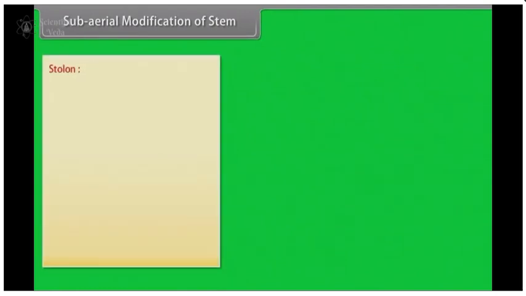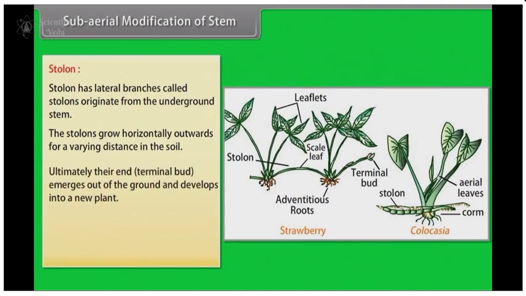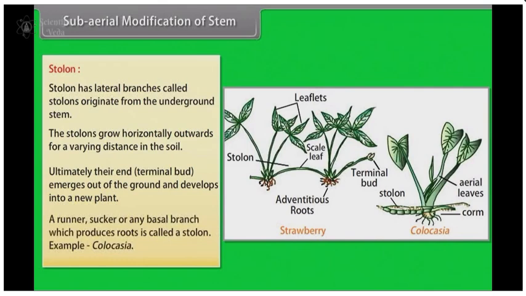Stolon. A stolon has lateral branches called stolons originating from the underground stem. The stolons grow horizontally outwards for a varying distance in the soil. Ultimately, their terminal bud emerges out of the ground and develops into a new plant. A runner, sucker, or any basal branch which produces roots is called a stolon. Example: colocasia.